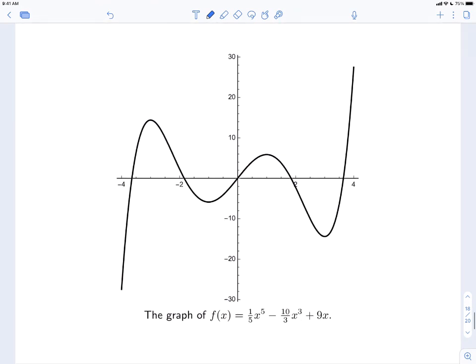This is what the graph actually looks like, and you can see that it's increasing until we get to negative 3, then it's decreasing until we get to negative 1, increasing to 1, and then decreasing until you get to x equals 3, and then it's increasing after that. You can also see the concavity. It's concave down until you get to right about negative square root of 5, right here, and then it becomes concave up until you get to 0, and then it's concave down until you get to square root of 5, and then it's concave up again, which is exactly what we said.